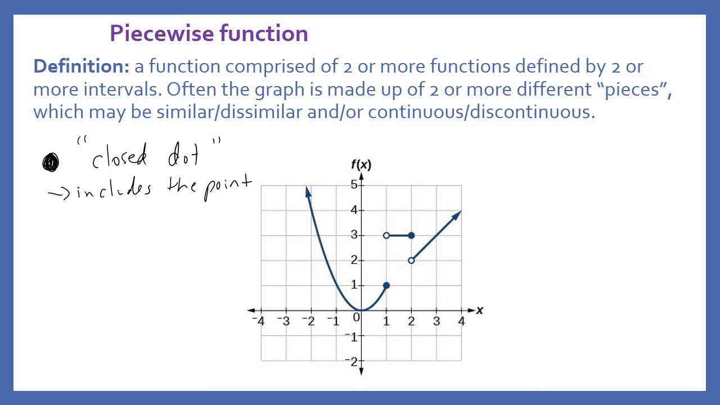And we've been using brackets so far. So if it includes the point, remember, you use square brackets. We haven't used inequality notation very much, but just so you know, if it's a closed dot, it means it includes the point. You could also use a greater than or equal to or a less than or equal to sign.